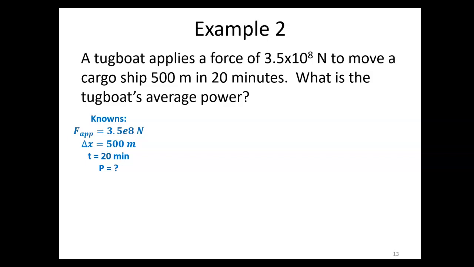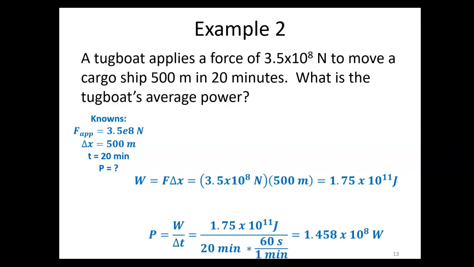Okay, so in this situation, we're given the force and we're given the displacement. So we can calculate the work that was done as F delta X. The 3.5 times 10 to the 8th newtons times 500 meters. That's how many joules of work was done. And now, if we just divide by the time, we can have the power, because power is work divided by time. One wrinkle here is they gave us the time in minutes, but for our equation to work, the standard unit of time is seconds. So we have to convert that 20 minutes to seconds by multiplying 20 times 60.